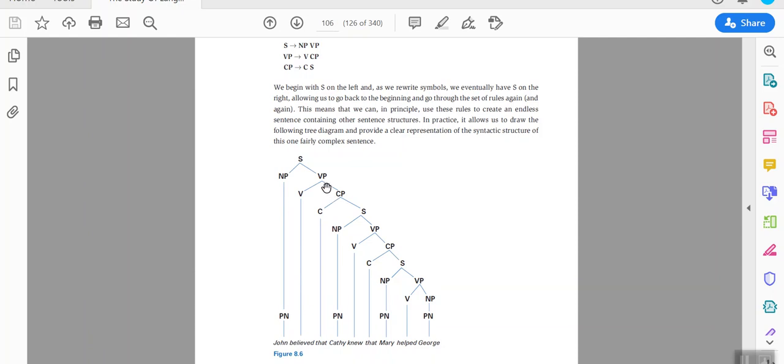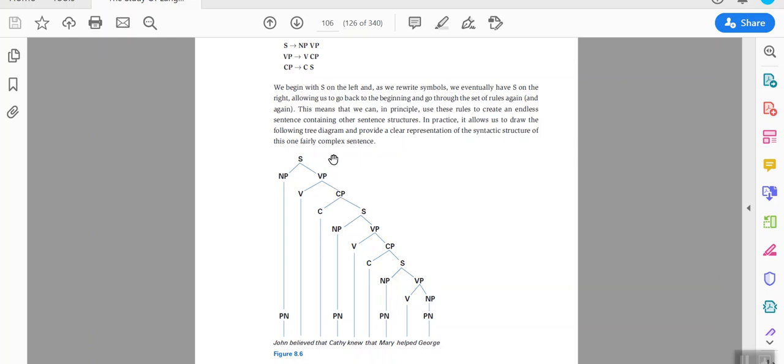John believed. The verb phrase, it has what here? It has a verb, this verb, believed. And it has what? CP. This is CP. You see? We have the complement phrase here. How is CP? CP has what? Complementizer, and it has a sentence. You see? Complementizer, and it has a sentence.